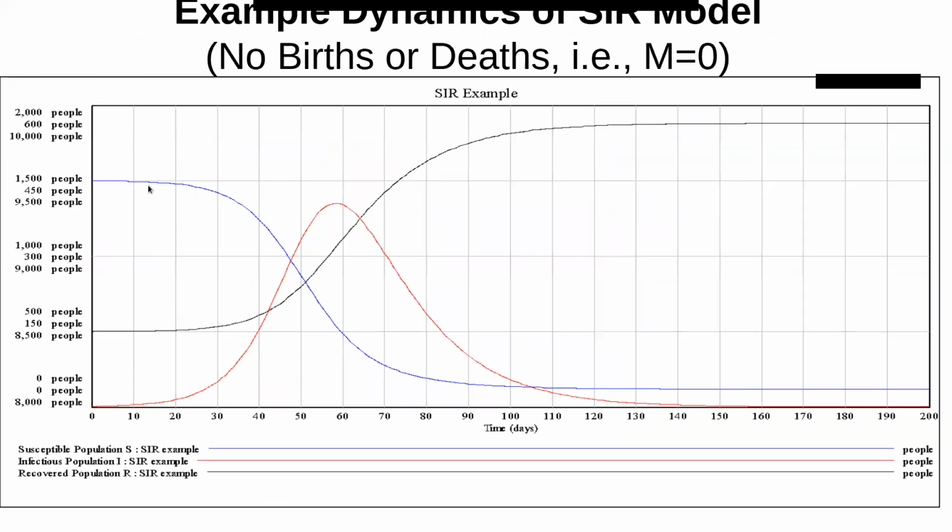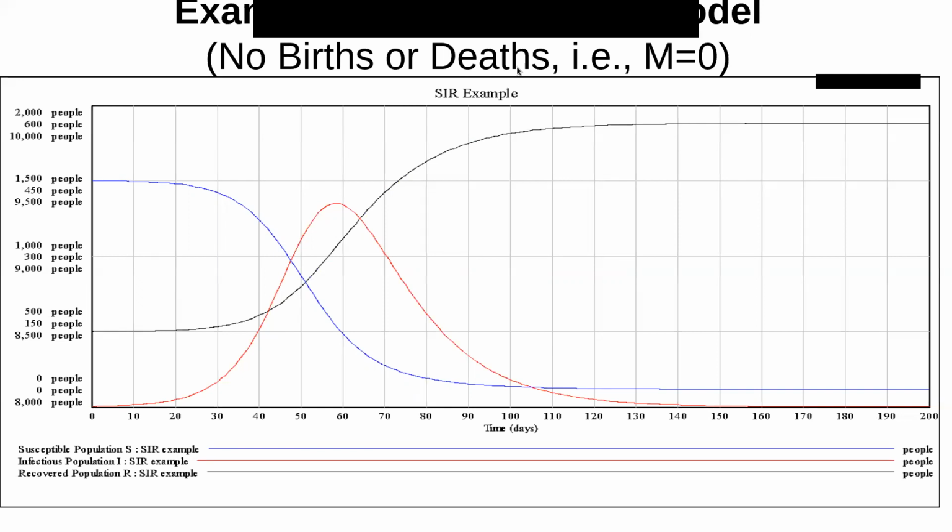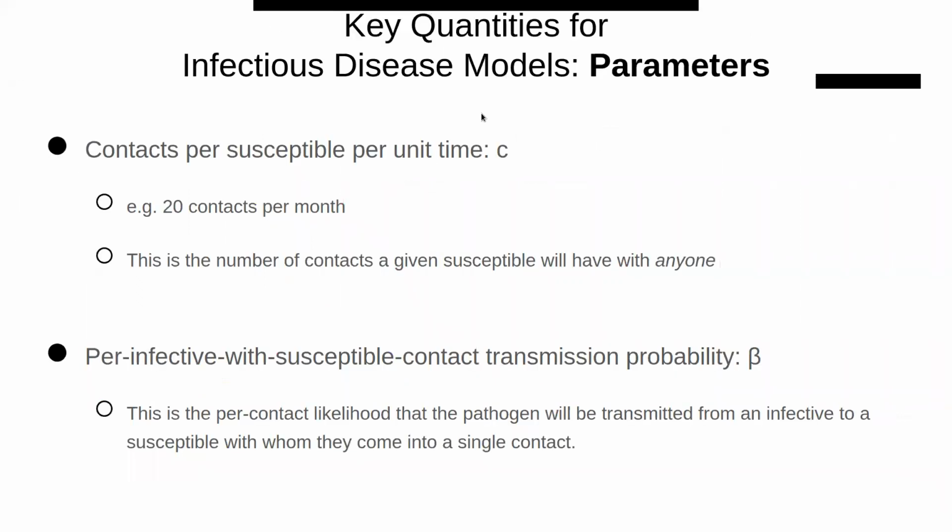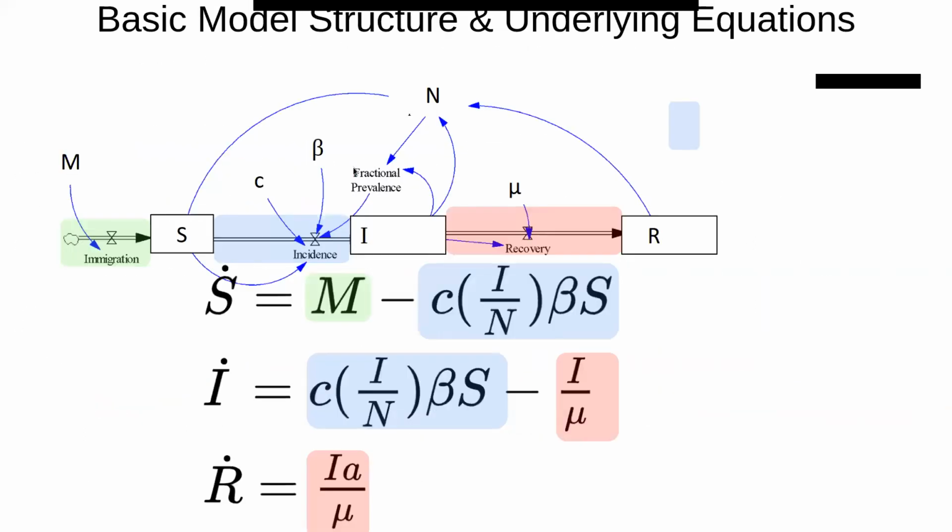And the number of susceptibles tends to drop, but it isn't drained entirely. And the number of recovereds, whatever its initial value, will tend to rise up to a higher level. This is again for no births and deaths. We have a set of standardized parameters for this, including the key ones shown here: contacts per susceptible per unit time. The units associated with this are 1 over time. And that's this one here.